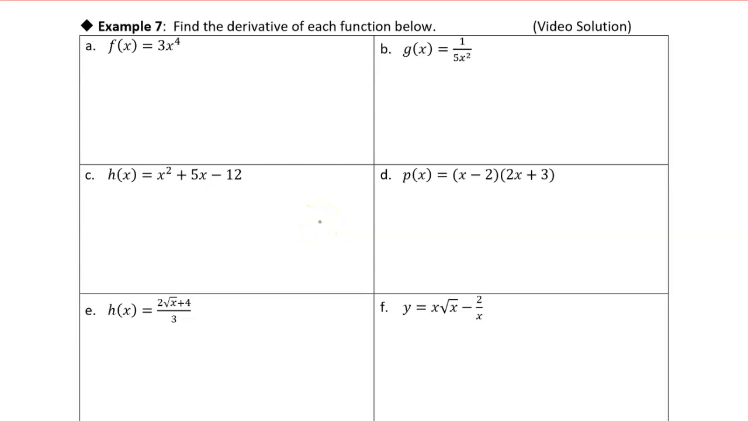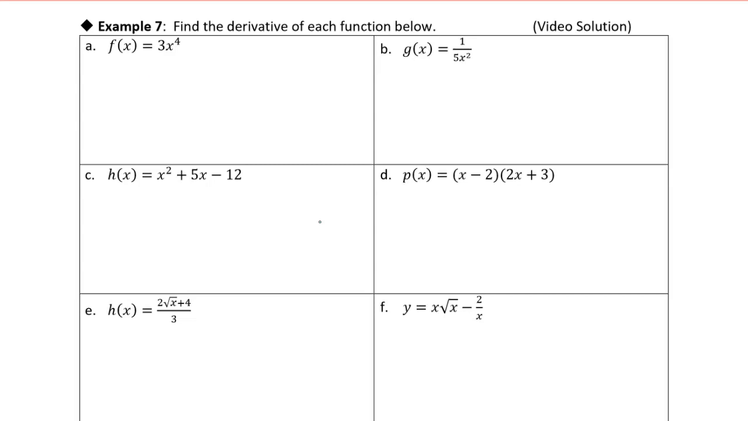All right, in this last example, we've got a series of functions which are essentially sums and differences of, or variations of, power functions with constant multiples, and we're going to use all of the rules we just learned for power functions and for sums and differences and constant multiples of functions to find the derivatives of these functions.